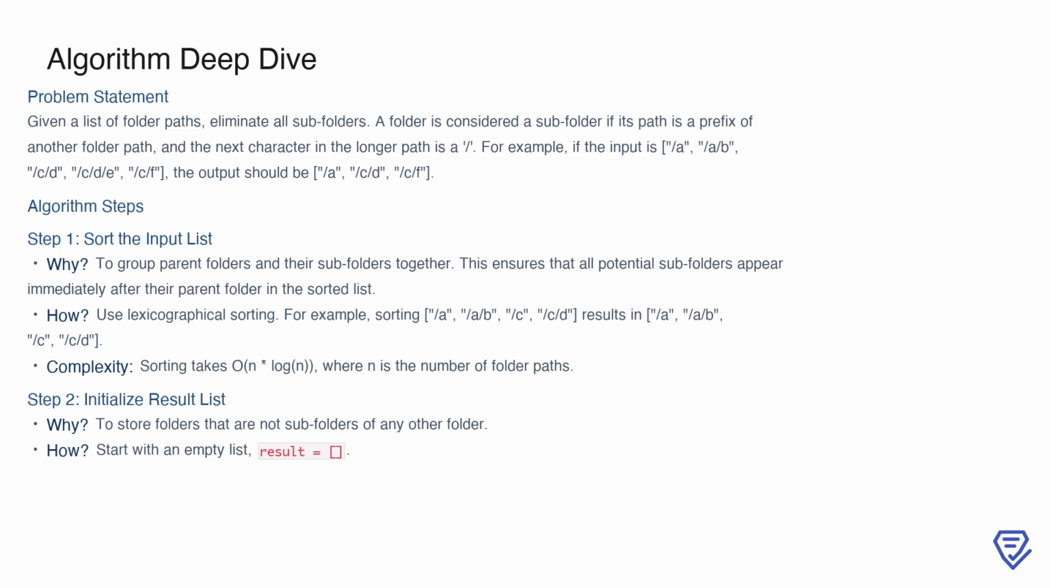To solve this, the first step is to sort the input list lexicographically. Sorting arranges parent folders and their subfolders together, making it easier to group them. For example, sorting /a/b, /c, /c/d results in /a/b, /c, /c/d. This sorting step has a complexity of O(n * log n), where n is the number of folder paths. After sorting, we initialize an empty result list, which will store our final answer containing only the non-subfolder paths. This result list is key to keeping track of the valid folders as we process the sorted input.